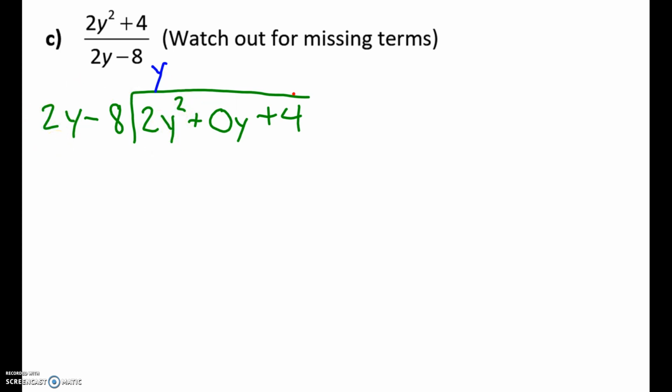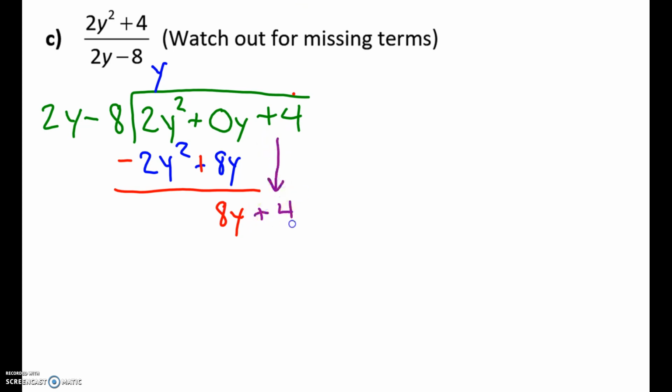Now we're going to multiply. Y times 2y is 2y squared. Y times negative 8 is negative 8y. Okay, now we're going to subtract. I'm going to send a negative through this. The 2y squared and the negative 2y squared cancel. 0y and 8y is just 8y. Okay, now we're going to drop down our next term. That plus 4 comes down here as plus 4.